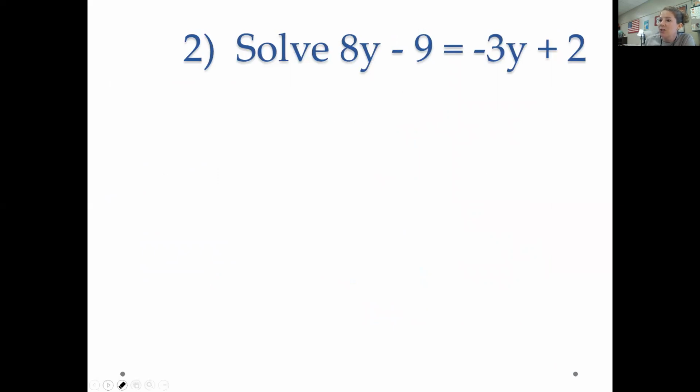First thing I'm going to do is draw my line to separate both sides of my equal sign. I cannot combine like terms across this line. So I'm going to move my smaller x, or this time it's a y actually. So which y is smaller? I'm going to move my negative 3y. How do I get rid of a negative term? I add it. So I'm going to add 3y to both sides.